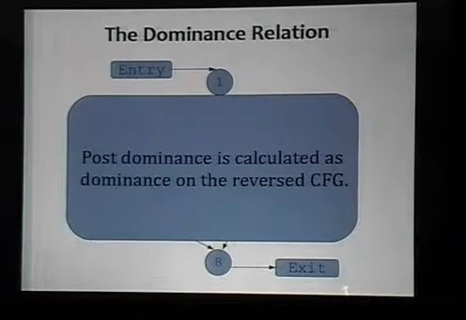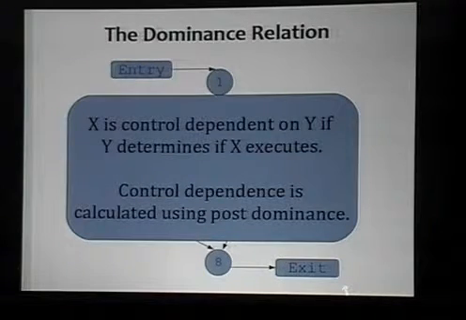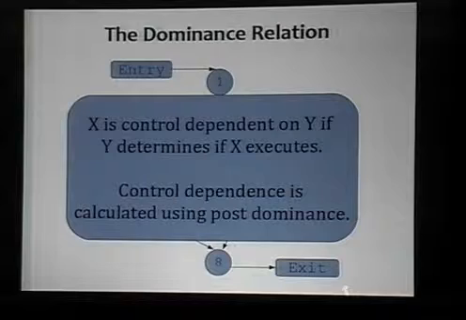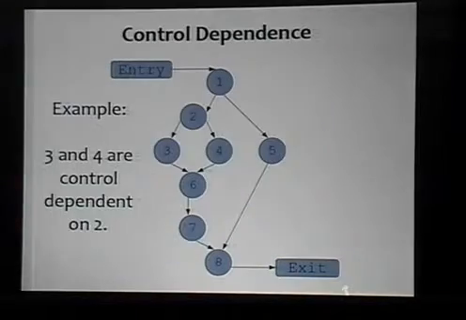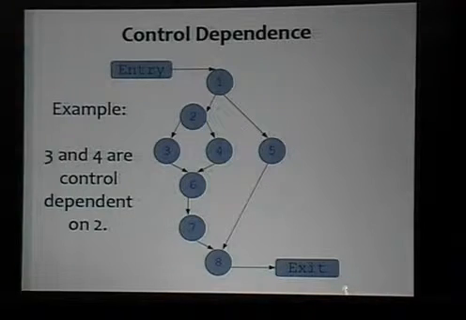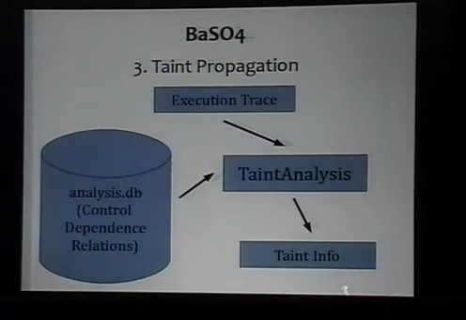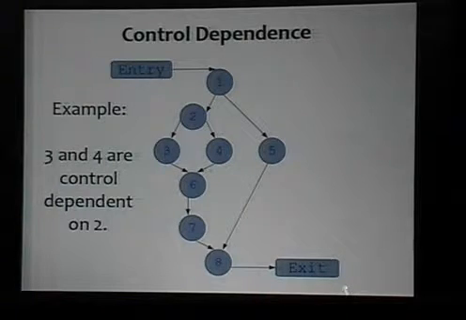Post dominance is calculated, like I said, as the dominance on the reverse control flow graph. And then control dependence is calculated based on that. X is control dependent on Y if Y determines if X executes. It's pretty simple though, right? So, anything in the middle of this graph, 3 and 4 are control dependent on 2. 2 is the branch that you take that determines whether or not 3 or 4 execute. It's just the one right above on the tree, the nearest sort of branch point. This control dependence is used to match up the taint that you calculate to the instructions that are dependent upon that value. And that's another type of marking that we'll put on our IDA plugin.